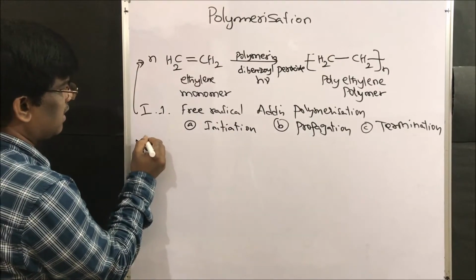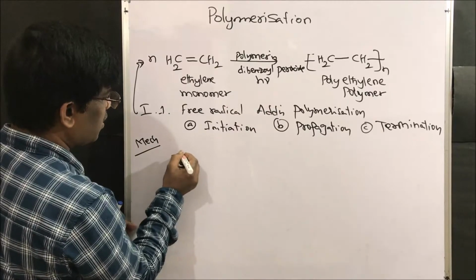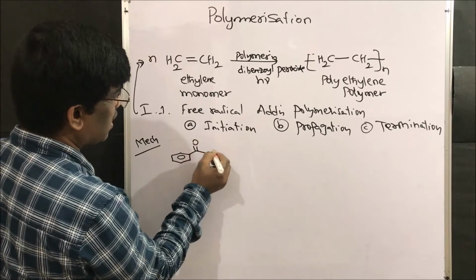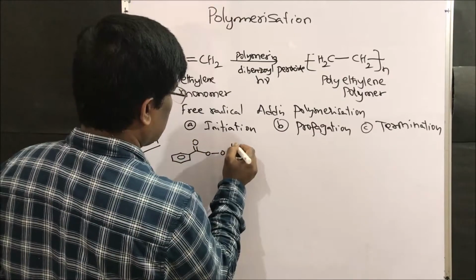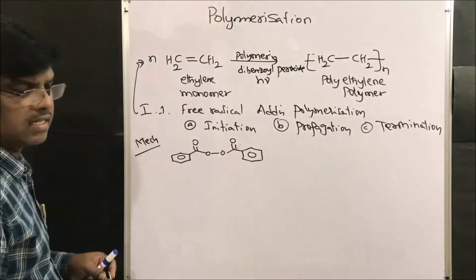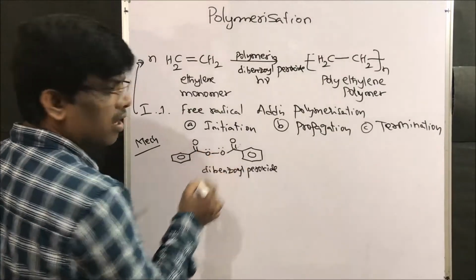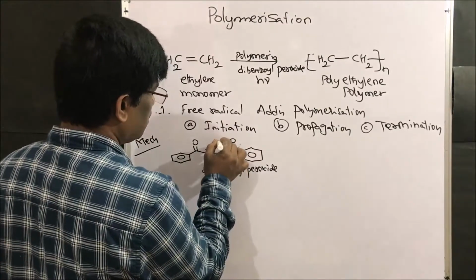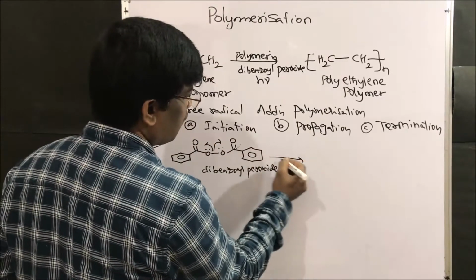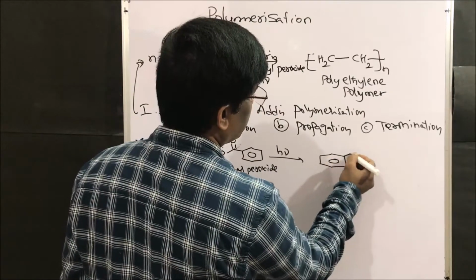Let us learn the mechanism. So dibenzoyl peroxide. I am going to write dibenzoyl peroxide. So this is dibenzoyl peroxide. Since it has a peroxide bond, it is going to undergo homolytic fission in the presence of light. It is going to form free radicals of this.